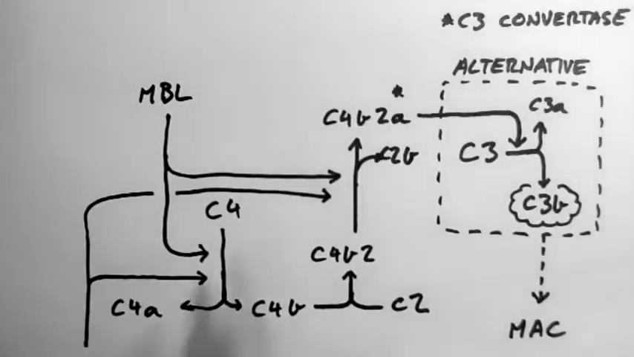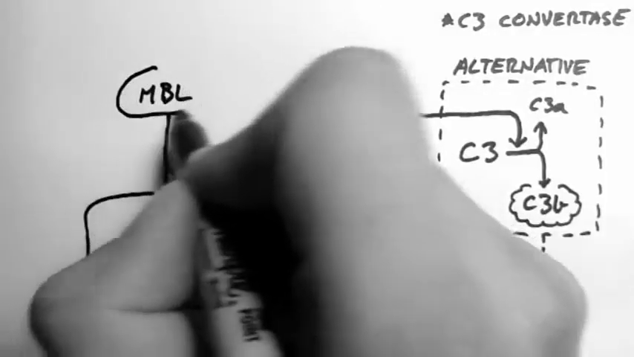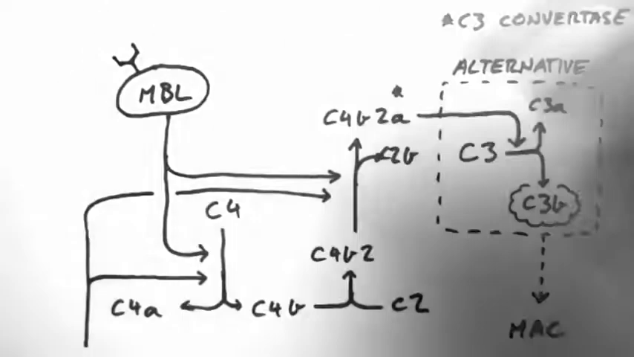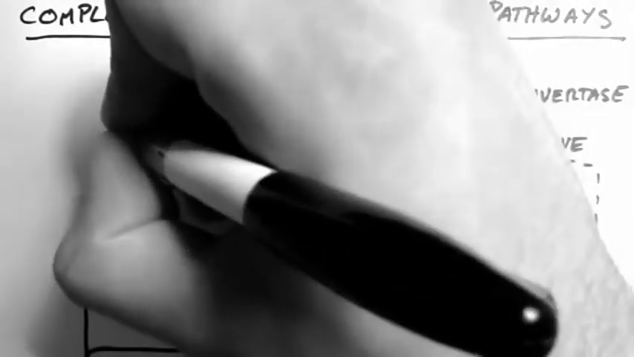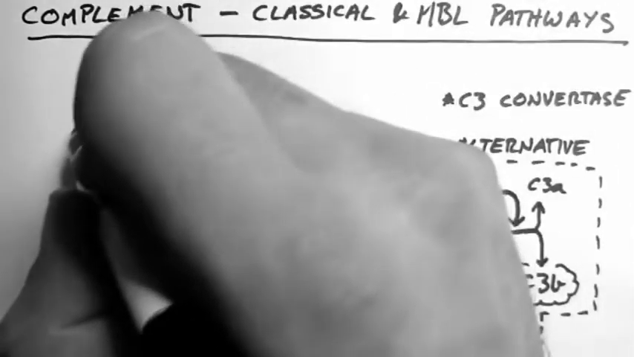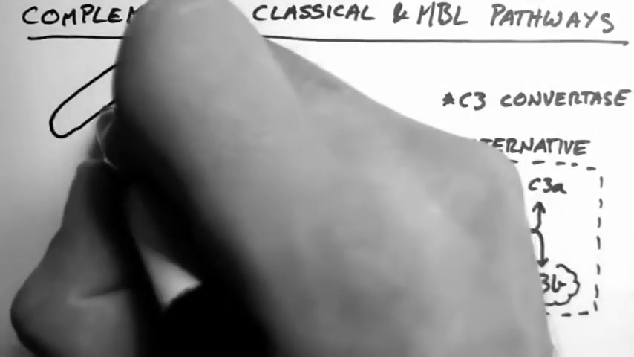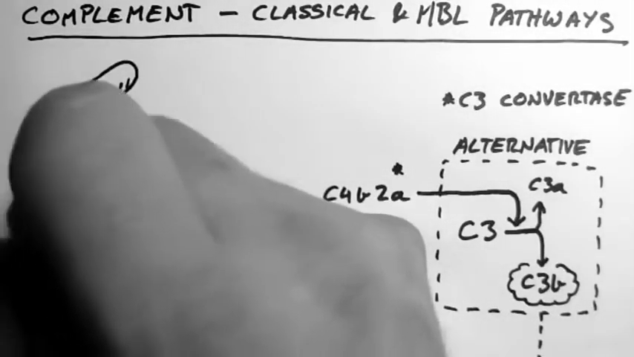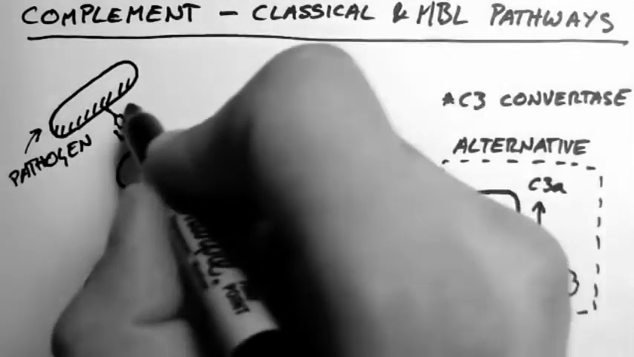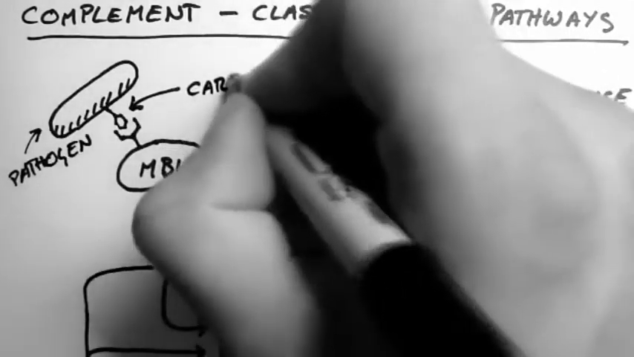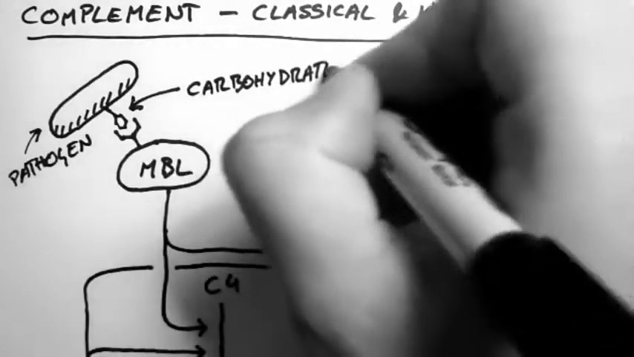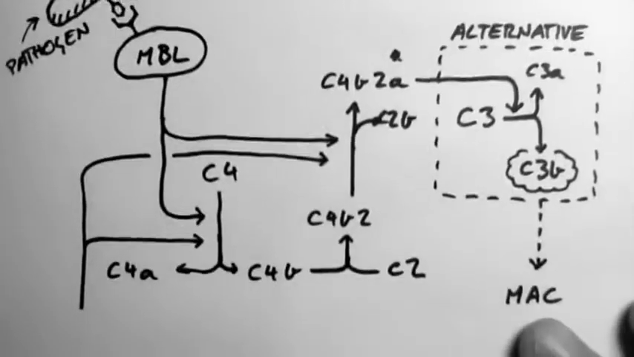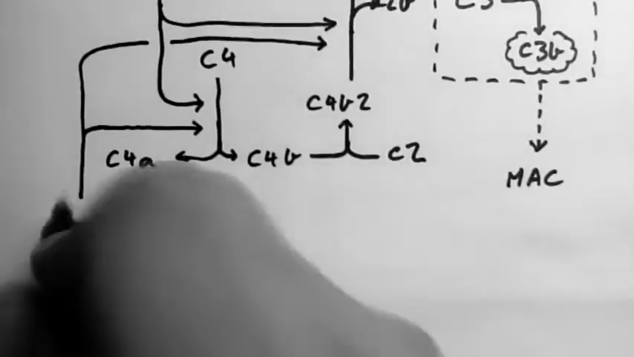Mannose-binding lectin is a protein which senses carbohydrates on the surface of pathogens. So when it senses the carbohydrates on the pathogen, it activates this system. Now, these are only very specific carbohydrates, not all carbohydrates.